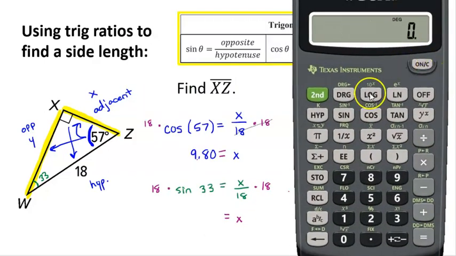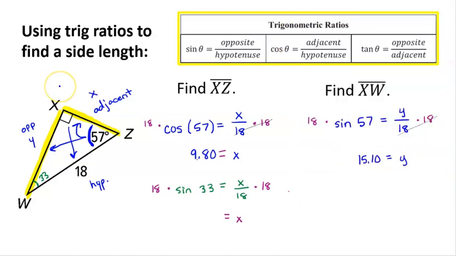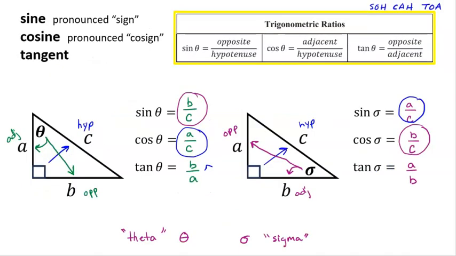And when I plug this into my calculator, we have 18 times 33 sine equals, and I still get the same answer of 9.80. And so this goes back to what we talked about earlier when it came to our trig ratios, that the sine of theta was the same as the cosine of our other angle. The cosine of theta was the same as the sine of the other angle. And so using that in our calculator, it proves that.